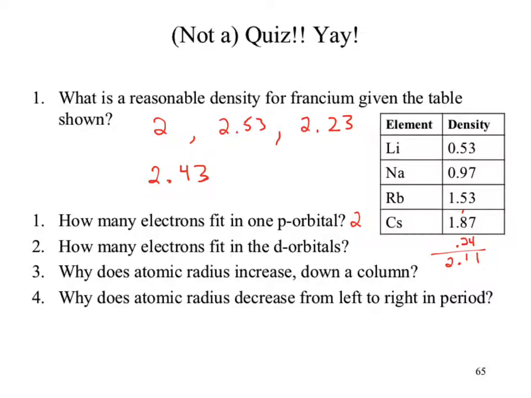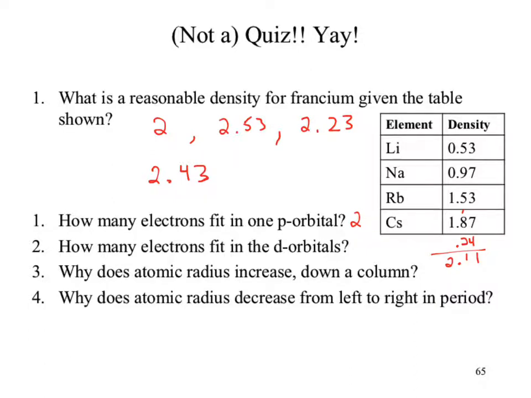How many electrons fit in the d orbitals? You didn't draw all those out. How many columns are in the d block? Ten. How many electrons? Ten. We never talked about the f orbitals. In fact, we entirely ignored them. How many electrons fit in the f orbitals?